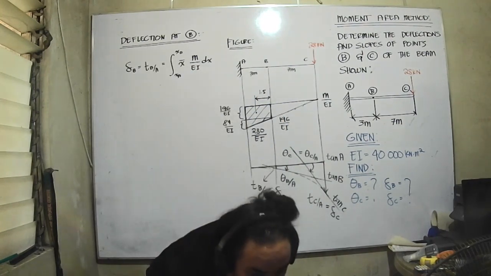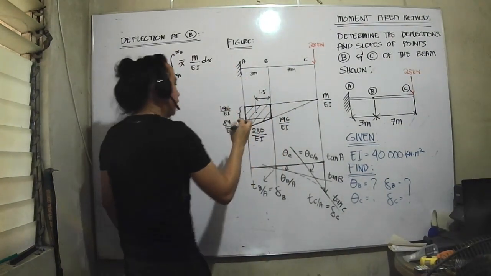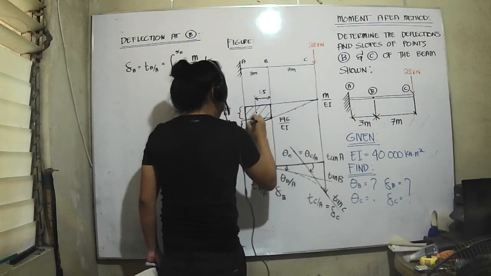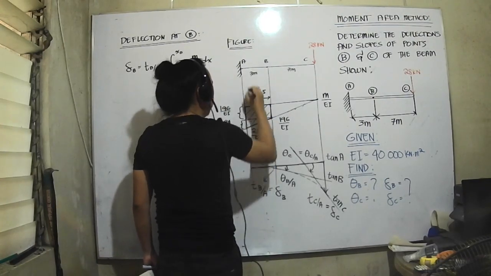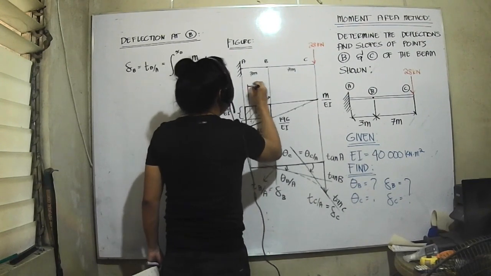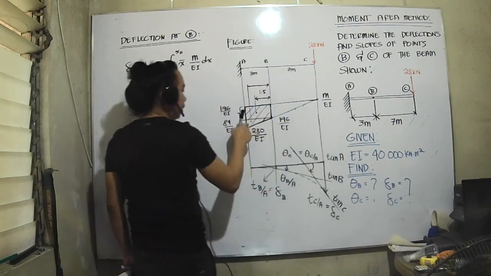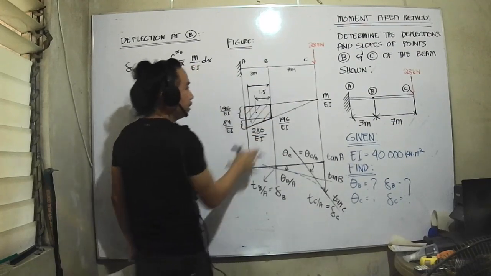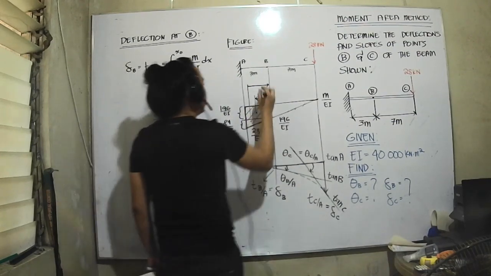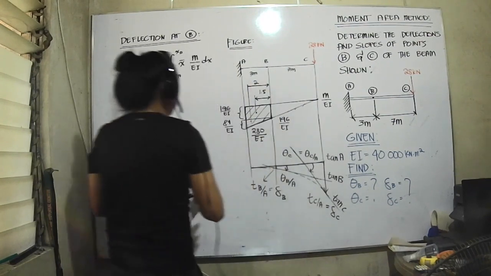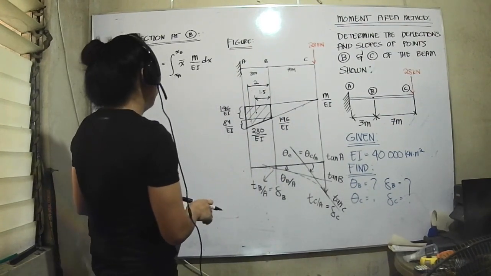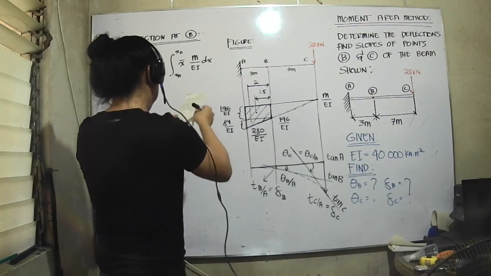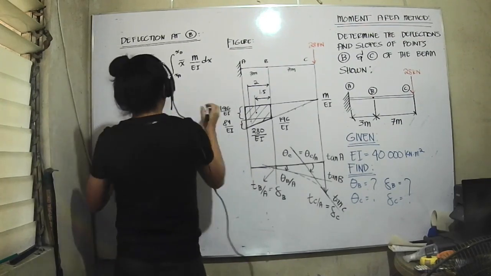Is the drawing still clear? Okay, it's clear. Earlier, this is 1/3 of 3. The distance to here is, if this is 1/3, then this should be 2/3. What is 2/3 of 3? That is 2. So, we have that. Let me start with this one, okay?